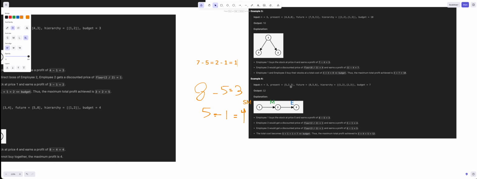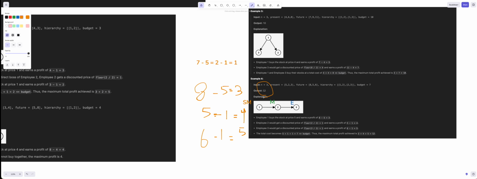50% of the 3 is 1.5, but we are taking the floor, which is going to be the 1. So we are allowed to buy that price with the 1, and then we are selling back with the 6. So 6 minus 1 will be 5. And then 5 plus 4 is 9. 9 plus 3 is 12. That is how we receive the 12 in here.